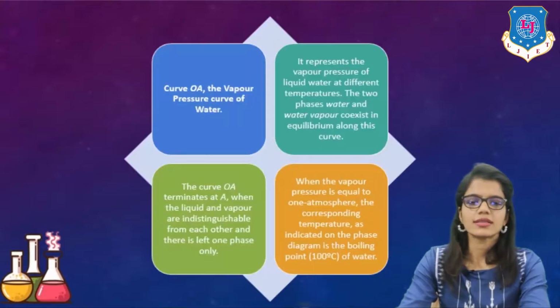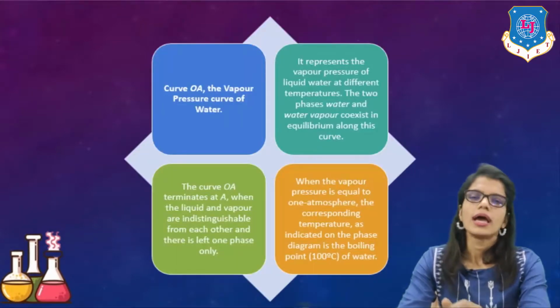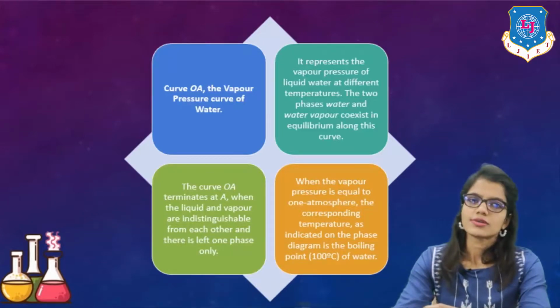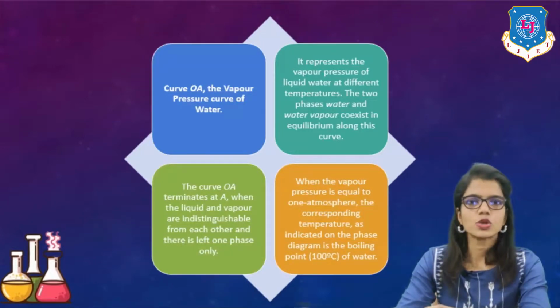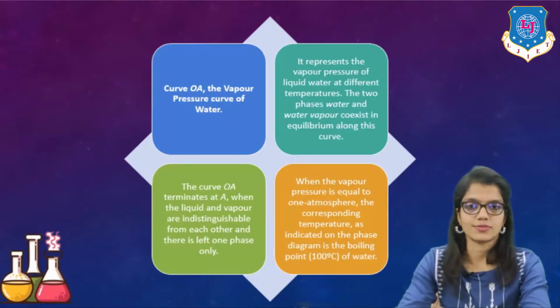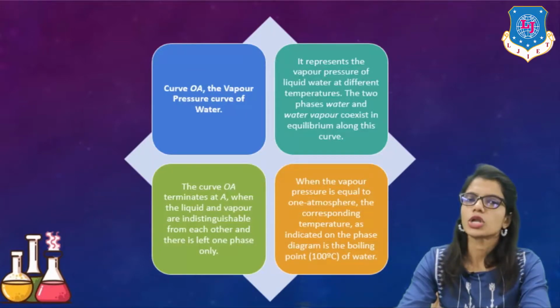So let's see how it is possible. Let's go through all the features one by one. First one, let's take a look at curves. First one is curve OA. It is known as the vapor pressure curve of water. Now, it represents the vapor pressure of liquid water at different temperatures. The two phases, water and water vapor, coexist in equilibrium along this particular curve.